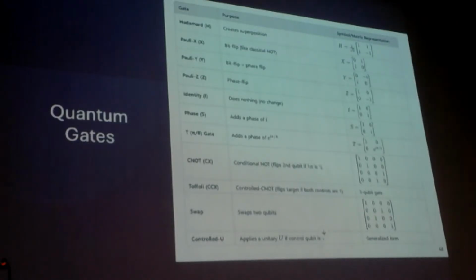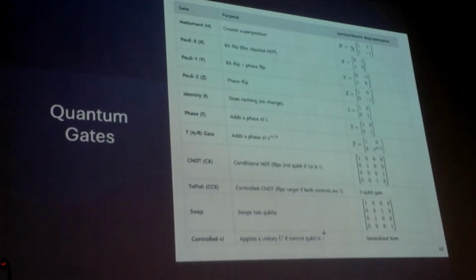The Hadamard gate is most important to create superposition. Pauli X, Y, Z: phase flip, or bit flip, or bit flip plus phase flip. I've given the purpose also. Then identity, which keeps it the same way; phase, which adds a phase; and then CNOT, the controlled NOT gate. CNOT is another very important gate. Toffoli gate, controlled CNOT, and swap, which I said swaps the states of the two bits. And then controlled unitary. This U is very, very important. Unitary transformations are performed with a unitary gate.